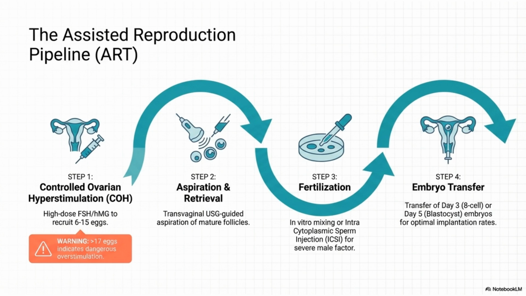eggs. This is followed by aspiration and retrieval, fertilization, and finally embryo transfer for optimal implantation rates. Note that retrieving more than 17 eggs indicates dangerous overstimulation.